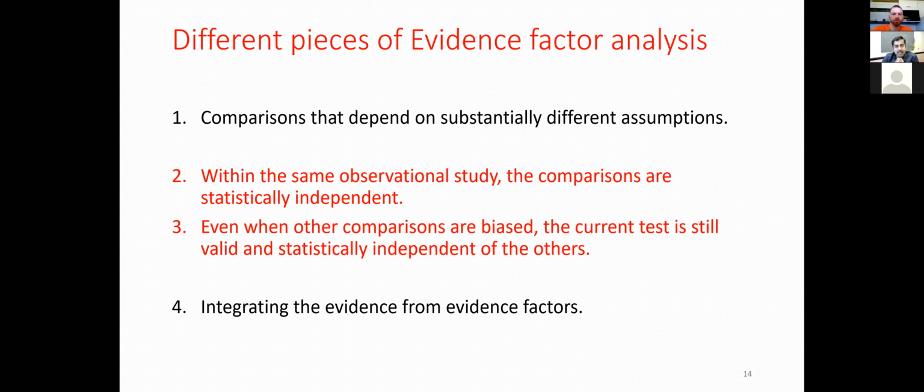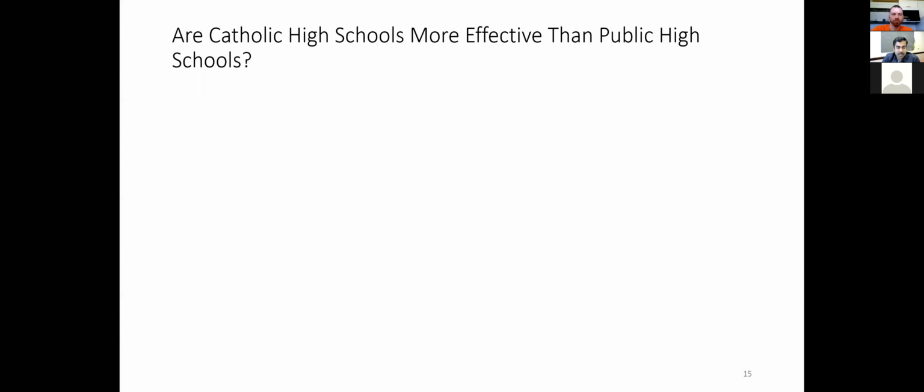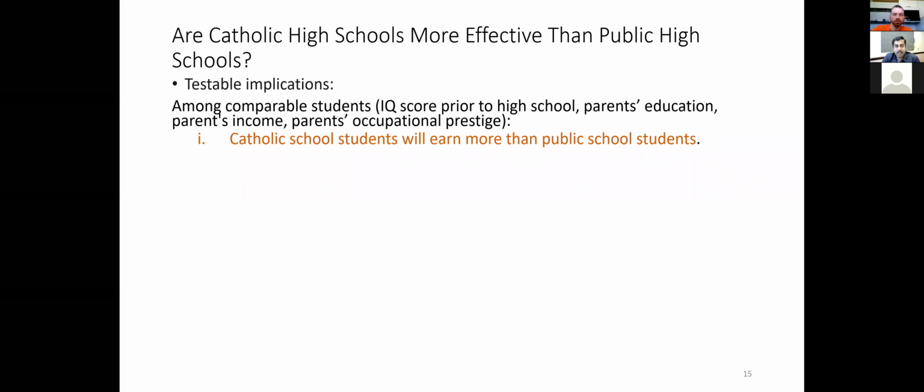So to do this, I'll now introduce my empirical study. We are interested in the effect of Catholic high school versus public high schools on earning in mid-career of graduates. So if there is an effect of Catholic high school on income, then there are a few testable implications. Among comparable students, number one, we should see Catholic school students will earn more than public school students.